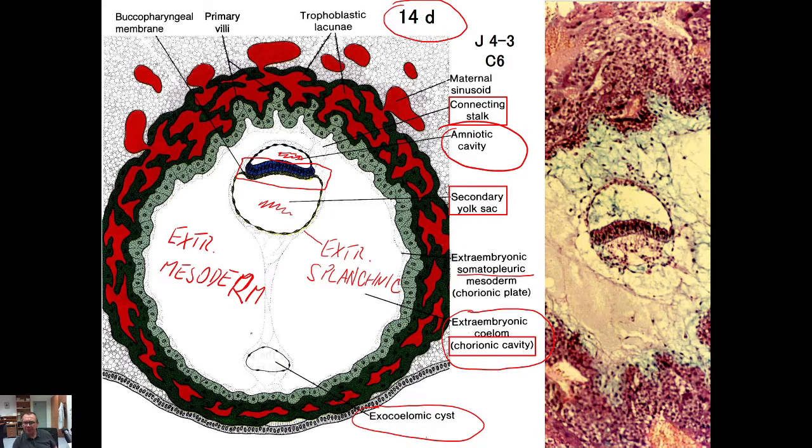So after the disappearance of this stalk here, this so-called yolk stalk, the embryo is connecting with the chorion by only one connecting stalk. Before this event there were two stalks, one made from somatopleuric mesoderm, another one made from splanchnopleuric mesoderm, but now there is just one after the disappearance of this stalk.